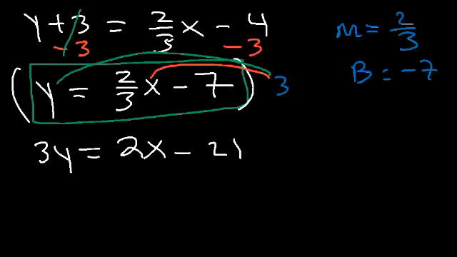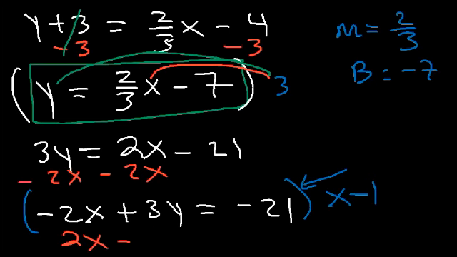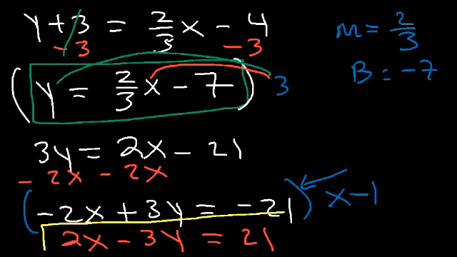So now, let's subtract both sides by 2x. So what we have is negative 2x plus 3y is equal to negative 21. Now typically this number is usually positive, so I'm going to multiply both sides by negative 1. So you can also write it like this: 2x minus 3y is equal to positive 21. And so this is the equation in standard form.